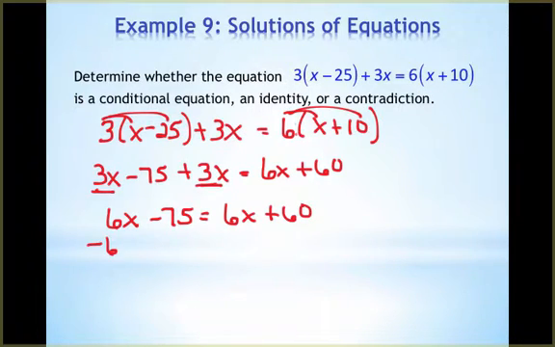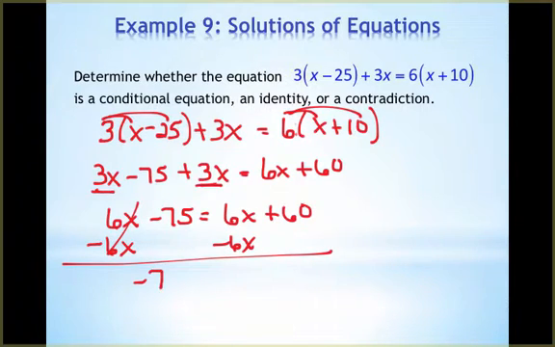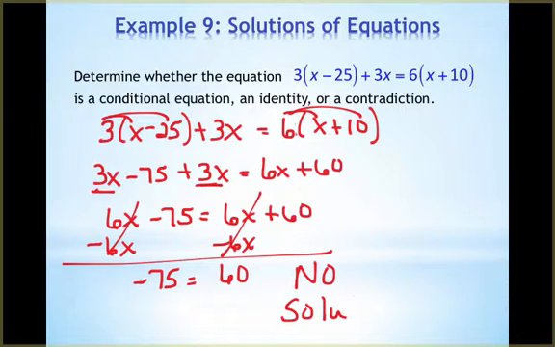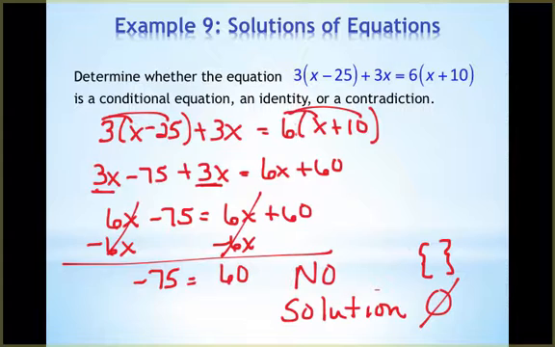So I'm going to subtract 6x from both sides. Let's get our variables together. But those cancel and give me negative 75. Those cancel and just give me 60. Well, negative 75 never equals 60. So what that tells me is there is no solution to this. And there's several ways I can write that. One is to write it with an empty set of brackets or a 0 with a slash through it, which is called the empty set. And what that means is that this is a contradiction because nothing would ever make this true.